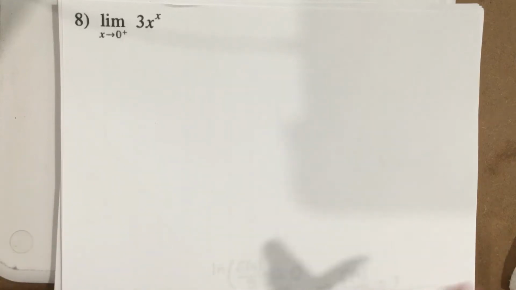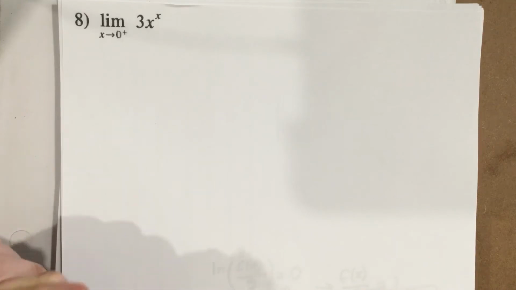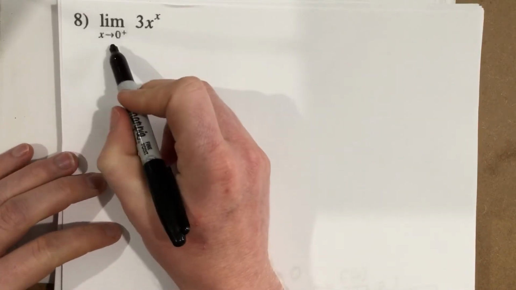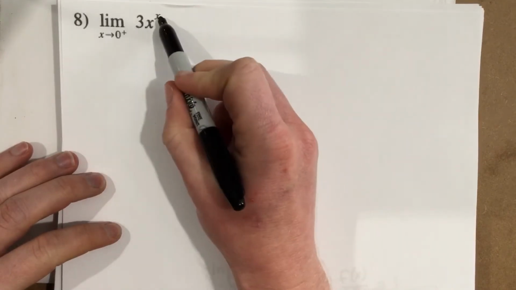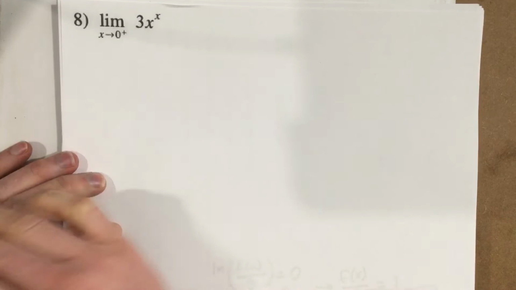Here's another example from that extra practice work on Schoology. It's similar to the last problem I just did. We're going to start out by trying to find the limit as x approaches 0 from the right of this function where we have an exponent of x, which is a variable.